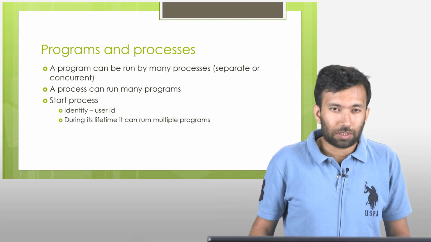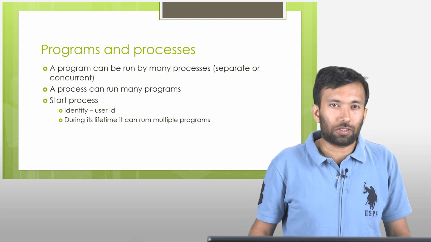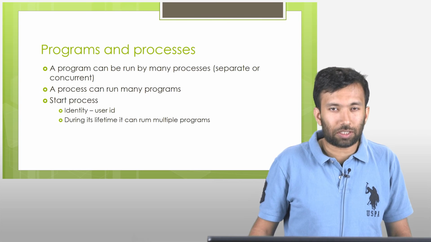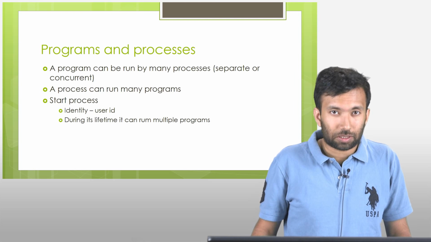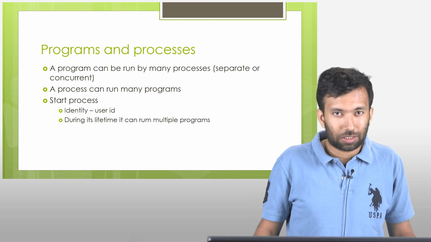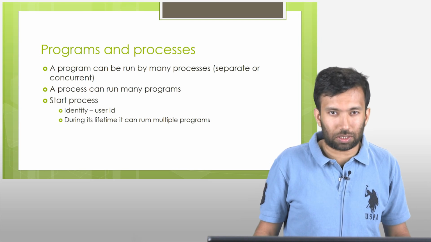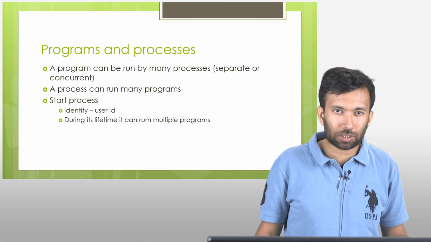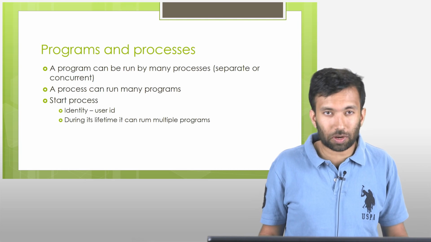A program, when active, can be run by multiple processes. So multiple processes can run the same program. A process can run multiple programs. A program can generate processes. So in the true sense, programs and processes are orthogonal. Programs can be used by processes, programs can create processes, and processes can use multiple programs.